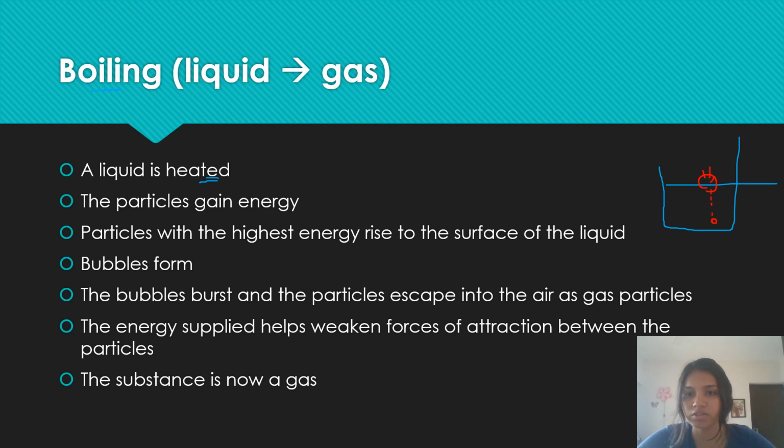And the energy supplied here by this fire helps to weaken the forces of attraction between the particles. The substance then becomes a gas. Again, you first talk about how it's heated or what happens to the substance, the original state of matter, the particles, what happens to their energy levels and movement, then what happens in the process, and forces of attraction. These 4 key points always have to be there. Okay? And don't forget, liquid to gas, boiling.